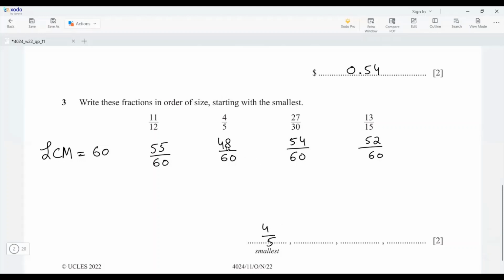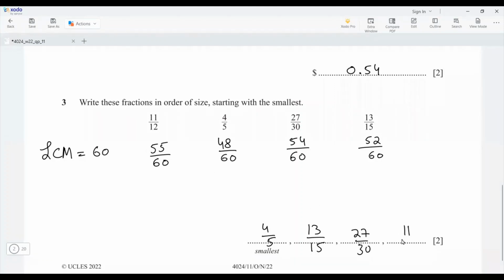What about the next? After 48, there is another number 52. So what's the equivalent fraction? It is 13 over 15. It will come on the second spot. What about the third one? Third one will be 27 over 30, and the last one will be 11 over 12.